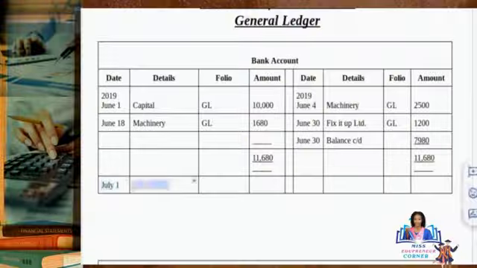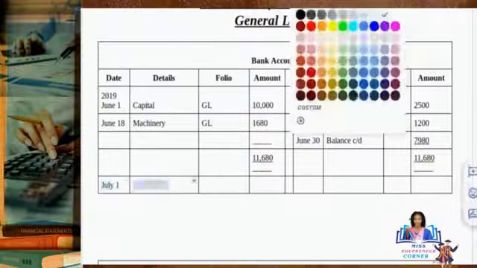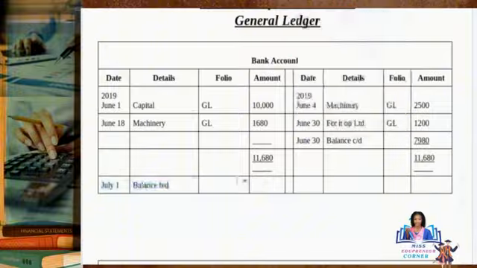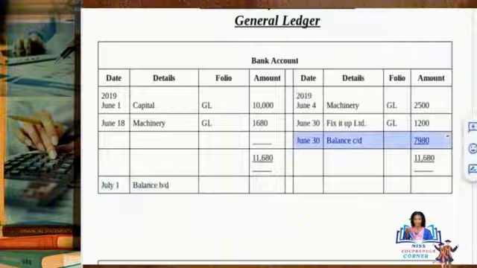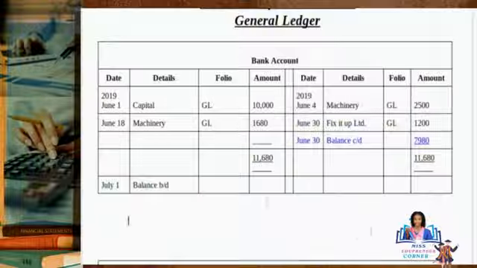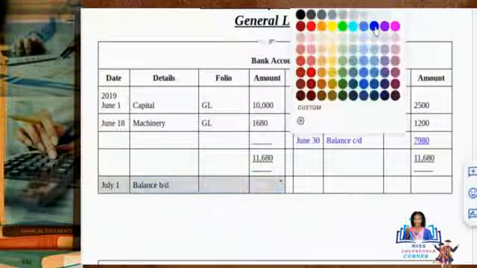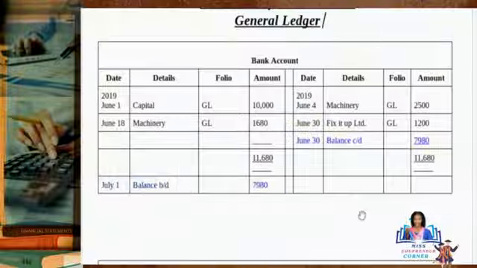and the balance BD is always the same as the balance CD. So our balance CD is right here. Let me highlight it in a different color. So the balance CD is right here, 7,980. And our balance BD should be the same as the CD. So the same $7,980. And that's how we balance an account.